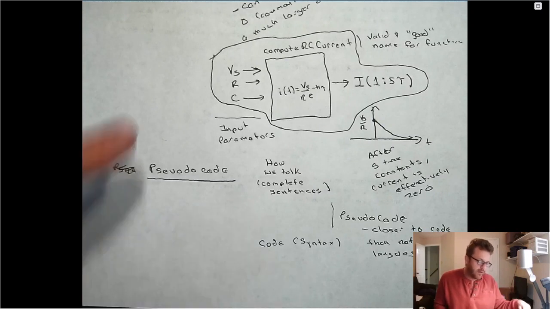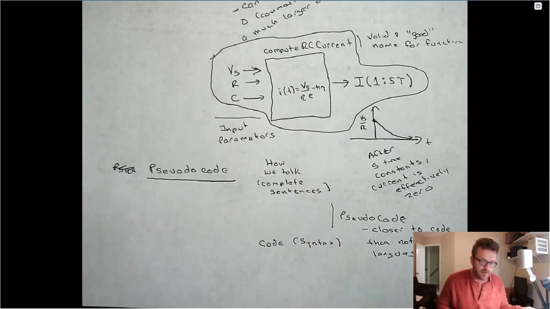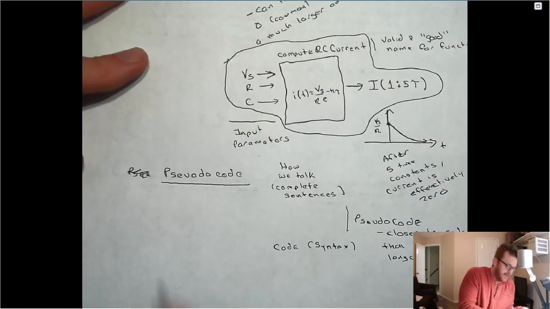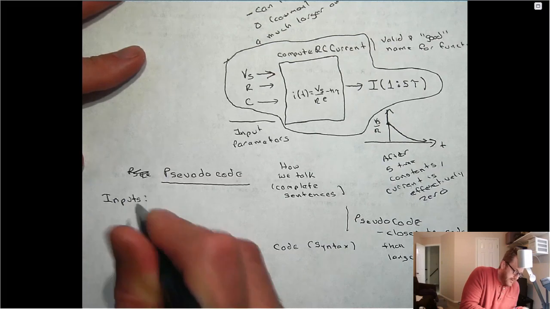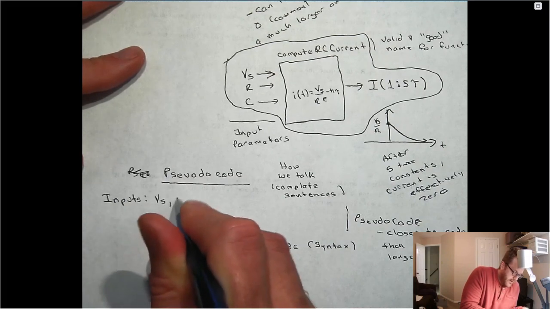So we know that we're going to take as input these 3 values. So usually the majority of pseudocode styles that you see, they'll start by listing the inputs. So I'll say inputs, VS, R, and C.